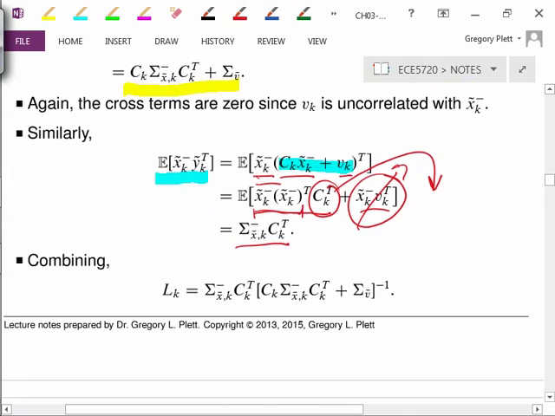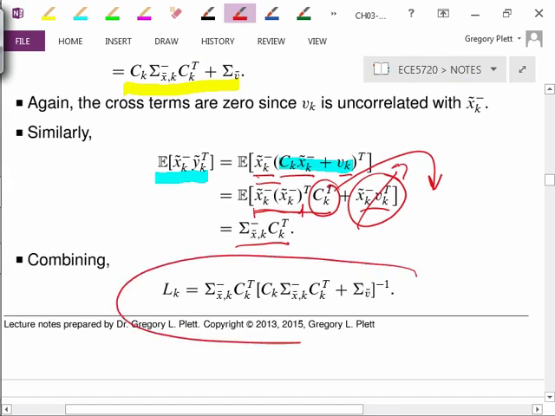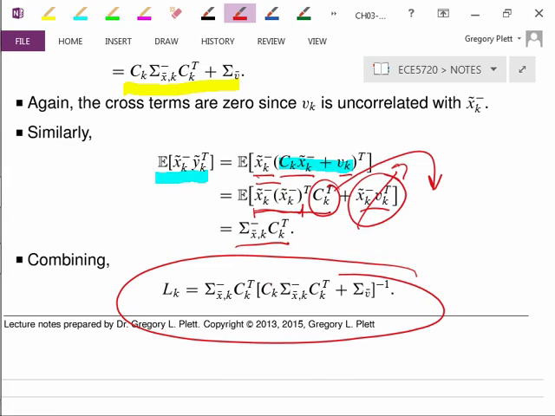Putting everything together, we get this equation here for the Kalman gain. And that, again, is completely computable. We know the C matrix, we know the sigma x tilde minus from step 1b, and we know the sigma v as part of our model of the system that we're estimating.